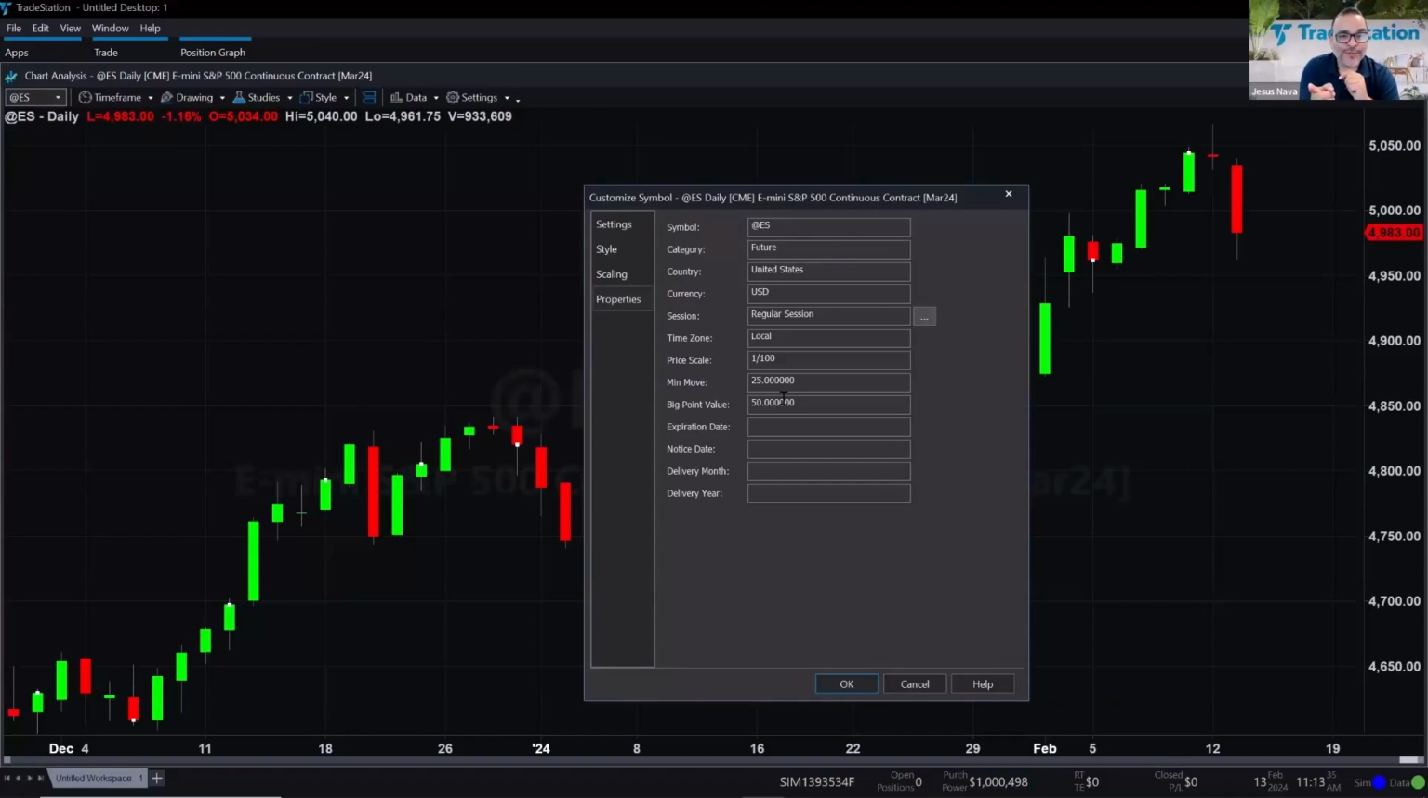If I set this to a 5-point box size, I'm looking for a movement of $250. If I'm thinking about the dollar movement, I can do that math and say, okay, a 5-point movement in the S&P 500 represents $250 of movement. Every futures contract is going to have a different big point value. So if you want to find out, just go to the properties of the symbol and you can find that information in there. Let me go ahead and cancel out of this.